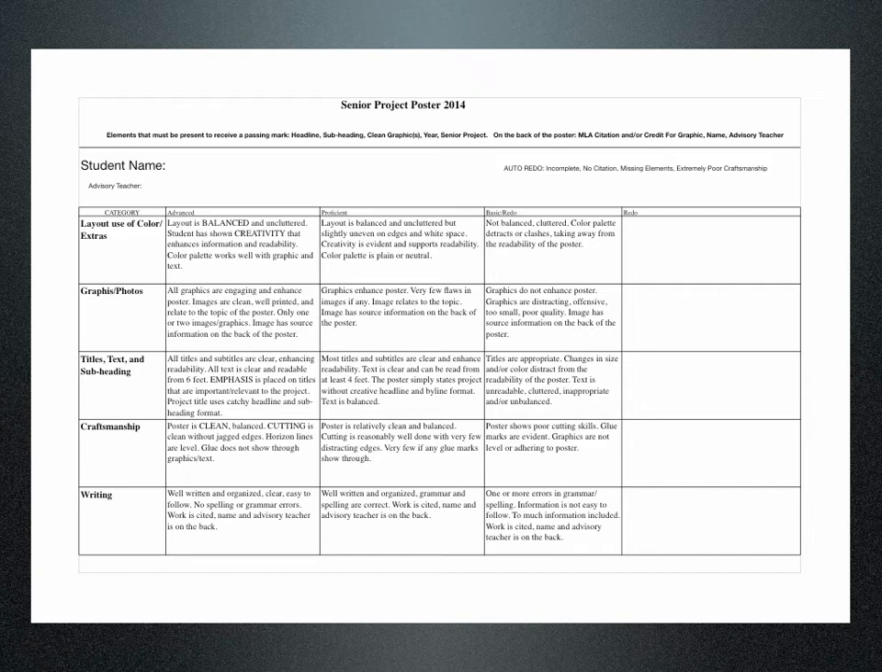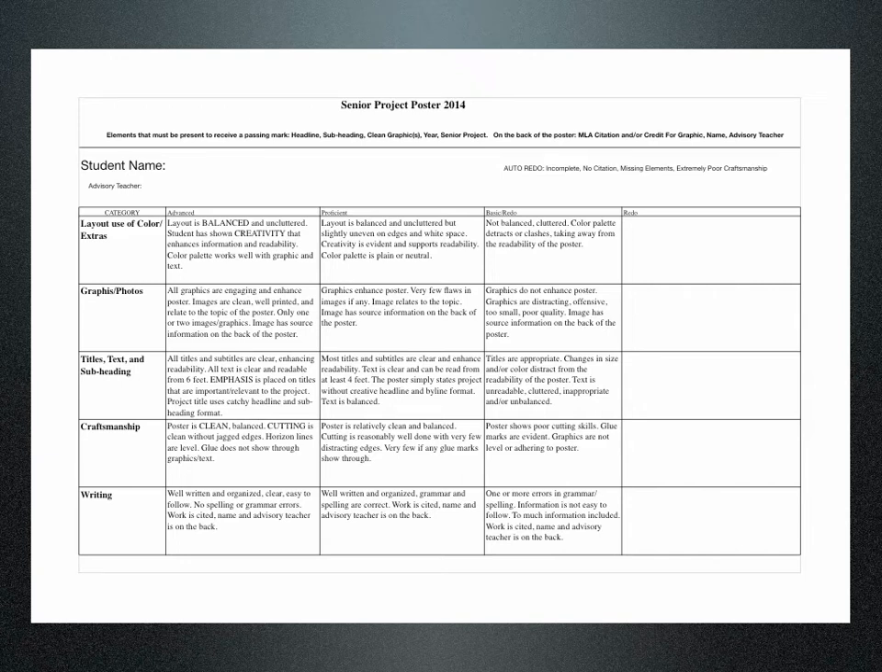Make sure your work is cited. If you do quote anything, you need to make sure that you cite that person for that. And make sure that your name and advisory teacher is on the back. As you notice, right up in the upper left-hand corner, there's a space for you to do that. You can just attach this to the back of your poster.